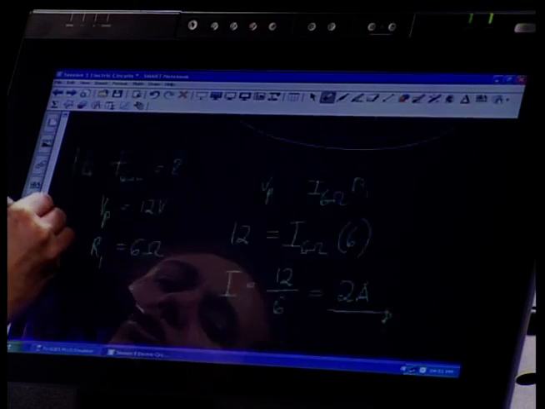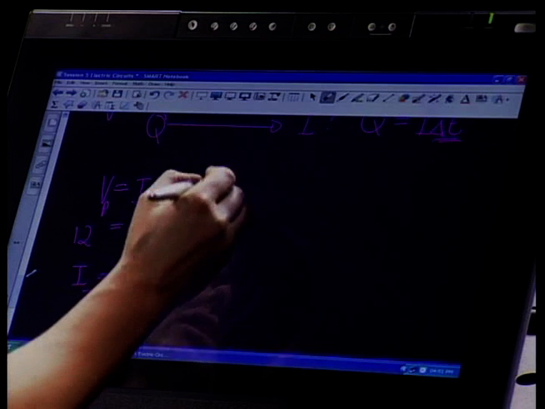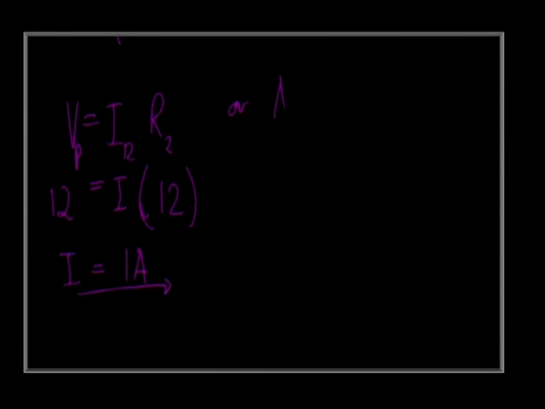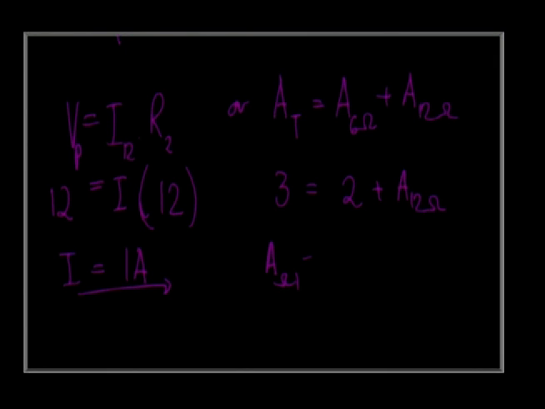Alternatively, we could have also gone and said the following. We could have said that the total ammeter reading is equal to the ammeter reading for my 6 ohm resistor plus the ammeter reading for my 12 ohm resistor. This one was given to me as 3. We calculated that to be 2, and this one would have then automatically worked out to be equal to 1 ampere. And therefore, the current in the 12 ohm resistor is 1 ampere.